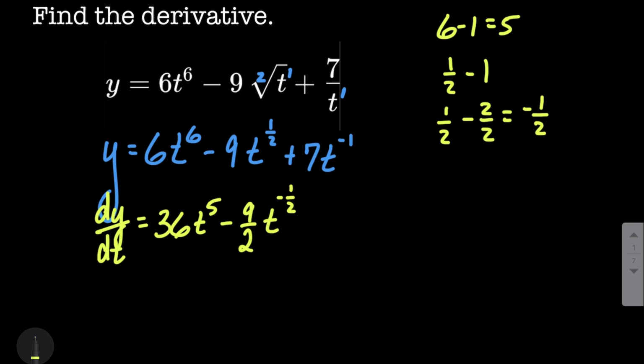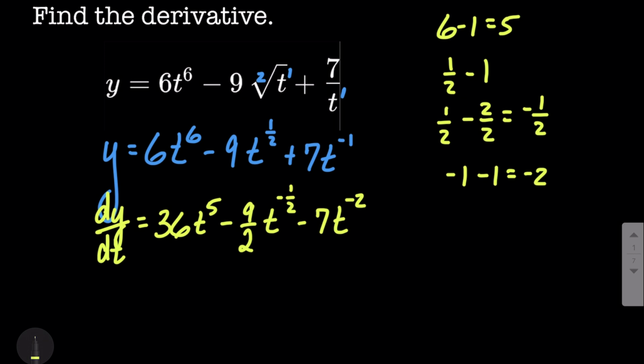And then last term, we're going to bring the negative 1 down and multiply it by the 7. So that's where a minus 7 comes out in front. Bring our variable along, and now we have to reduce it by 1. So we have to do a negative 1 minus 1 makes negative 2 for our new exponent.